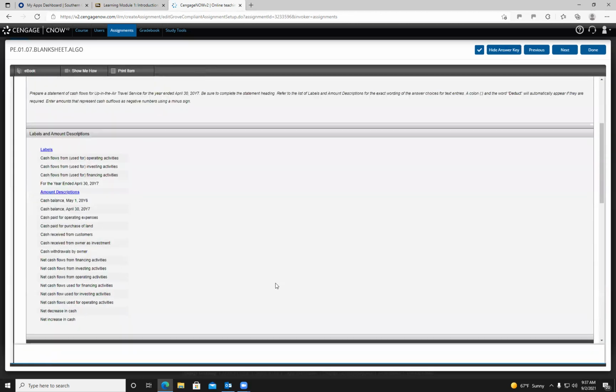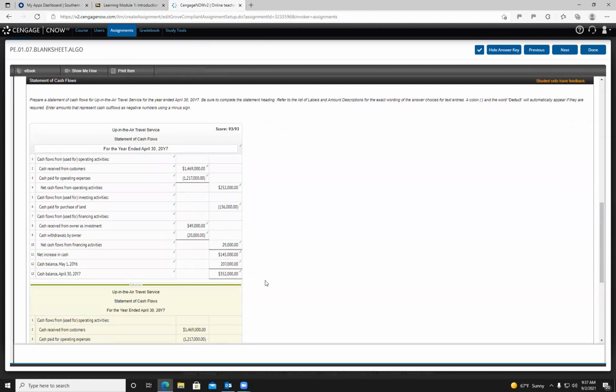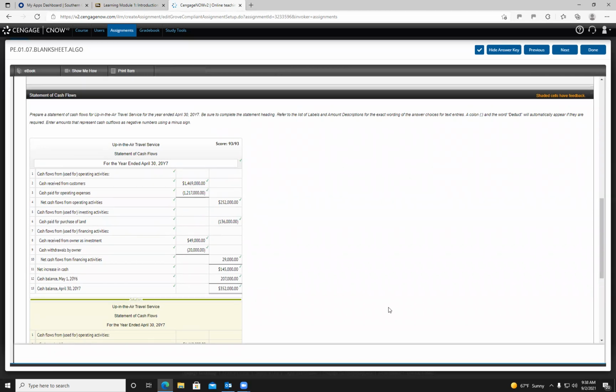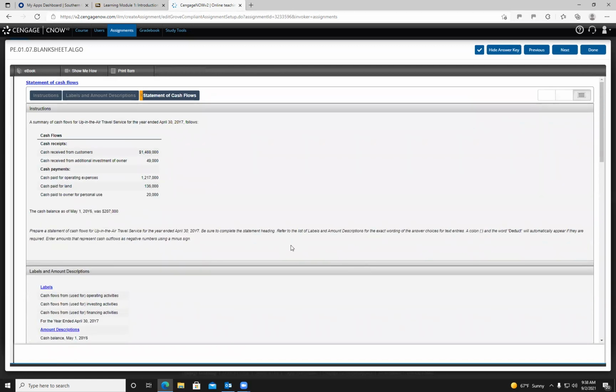So let's just go ahead and show work and complete the rest of the problem. We do have a net increase of cash. How you come up with a net increase of cash is you add all these numbers together. So you take the 252, subtract out the 136, add in the 29,000, and you get a net increase in cash of 145,000.